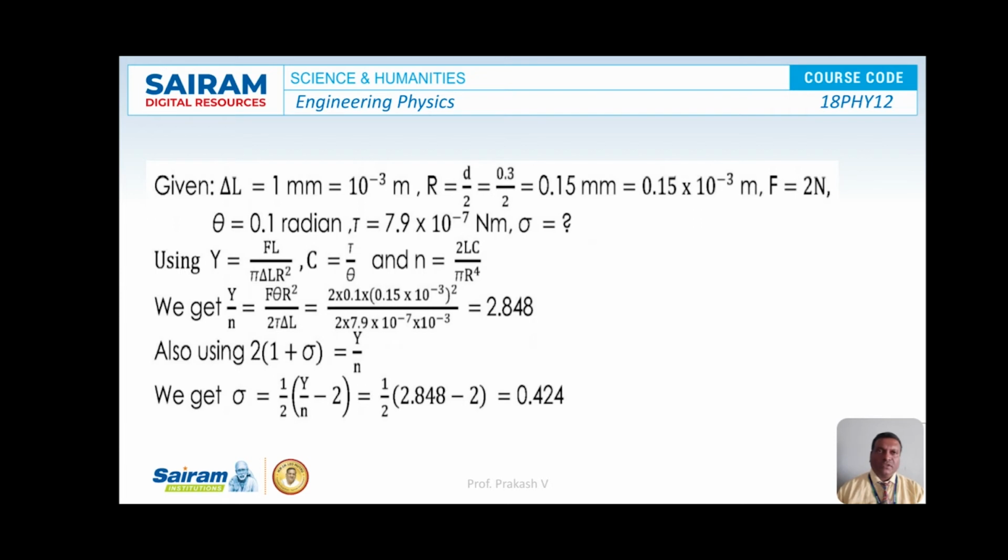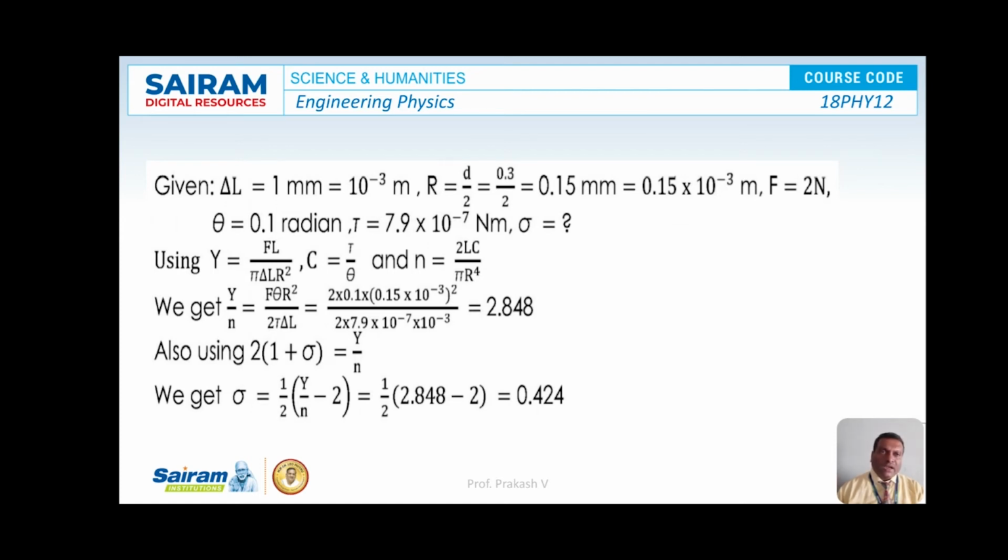So we know that Young's modulus Y is equal to FL by pi delta L r square and C is equal to T by theta, and further rigidity modulus n is equal to 2LC by pi r to the power of 4. So by doing Y by n we will get F theta r square by 2T delta L. So after substituting the values of F, theta, r, T and delta L, that is 2 into 0.1 into 0.15 into 10 to the power of minus 3 whole square divided by 2 into 7.9 into 10 to the power of minus 7 into 10 to the power of minus 3.